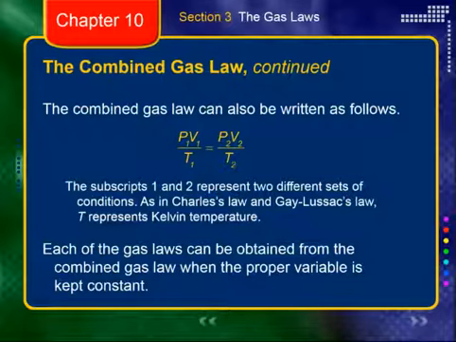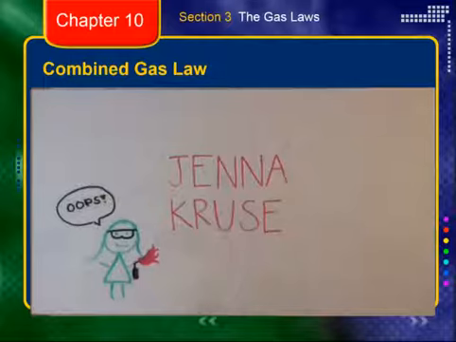Remember, the subscripts 1 and 2 represent the two sets of conditions. In the exact same way as in Charles' law and Gay-Lussac's law, T represents kelvins, right? Kelvin scale, absolute temperature. So if I give you a temperature in degrees Celsius, you have to add 273 to it before we can get going. Now, each of the gas laws can be obtained from the combined gas law when the proper variable is held constant, meaning when in doubt, you can use this equation and plug in all of the other constant values.